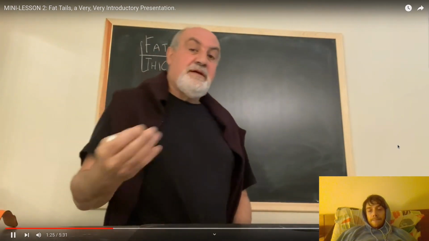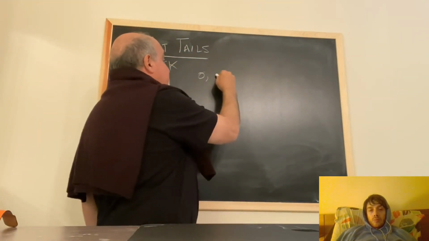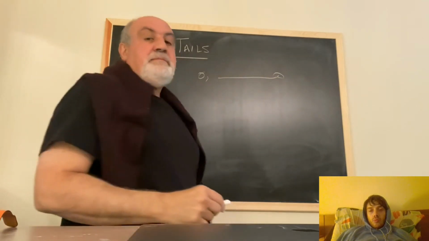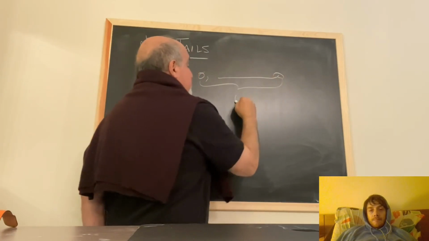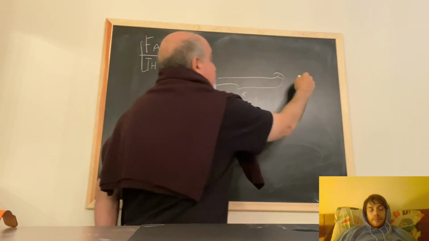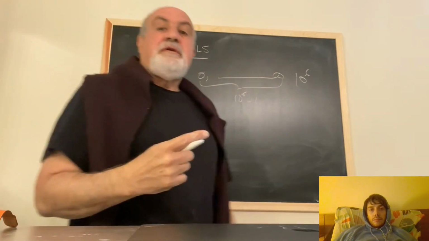So let's take a case of an extreme fat tail process. You remember we had 1,000,000 minus 1 observations at 0, and then we had 1 observation at 1,000,000.